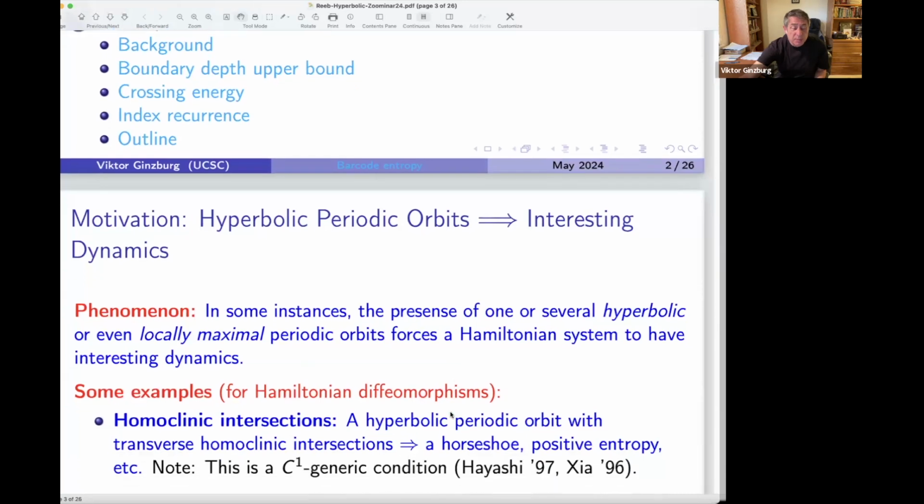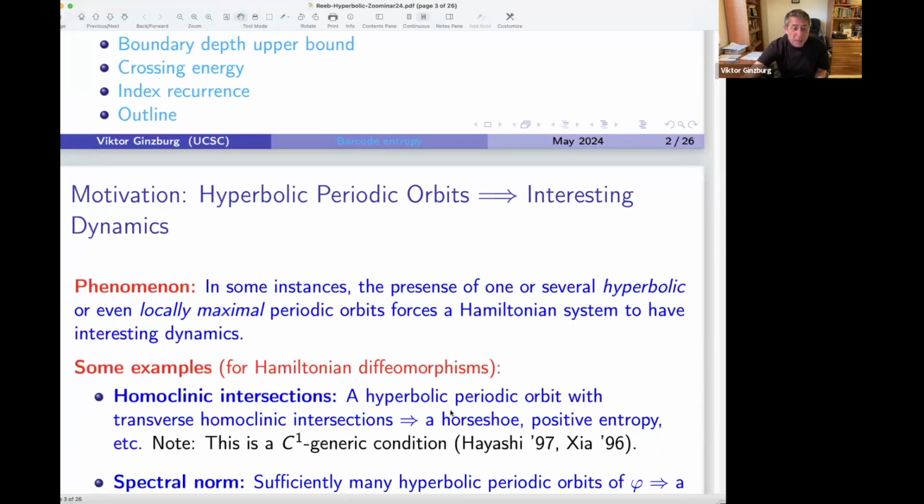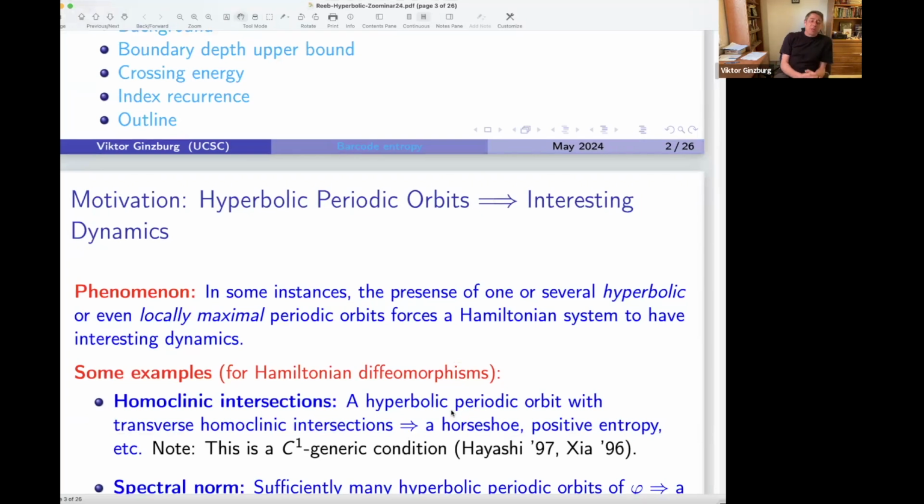So the most prominent manifestation of this phenomenon is, of course, homoclinic intersection. When you have a hyperbolic periodic orbit with transverse homoclinic intersections, you get a horseshoe, you get positive entropy, you get interesting dynamics. And actually, in the Hamiltonian case, the existence of transverse homoclinic intersections once you have a hyperbolic orbit is a C1 generic condition.